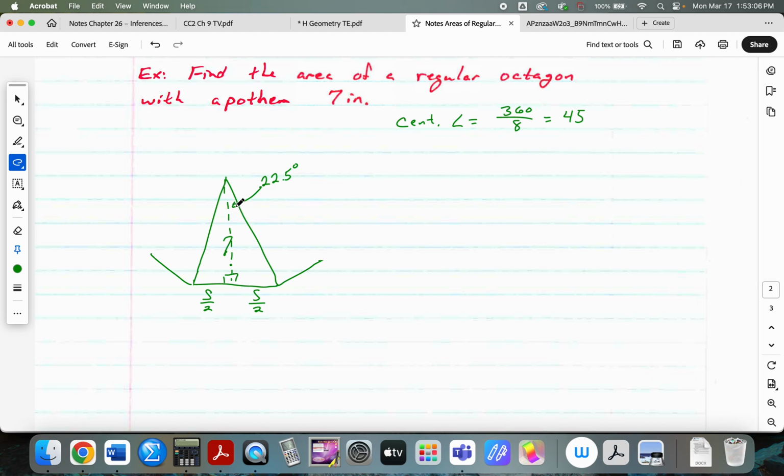So from the 22.5, which side is 7? Is it opposite, adjacent, or hypotenuse? It's adjacent. And S over 2 is opposite. So which one has both adjacent and opposite in it in trig? Tangent. So tangent of 22.5 is going to be equal to S divided by 2 over 7.